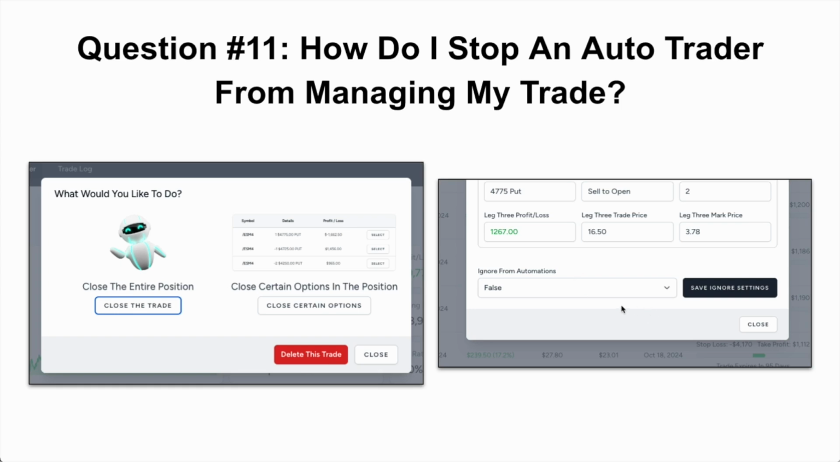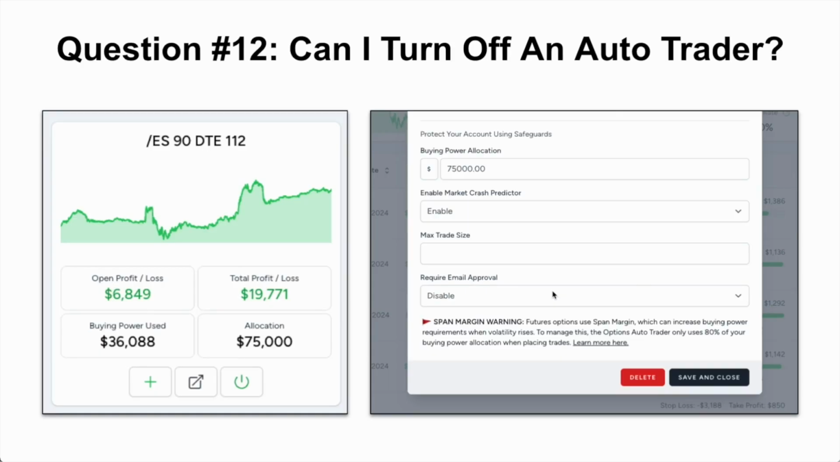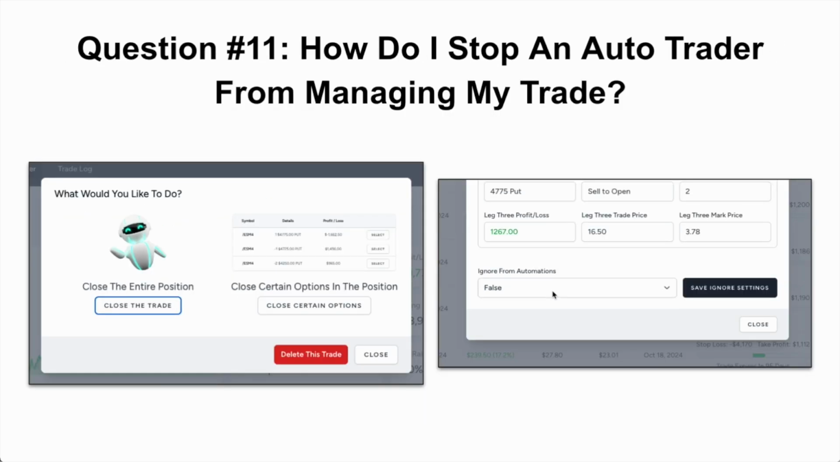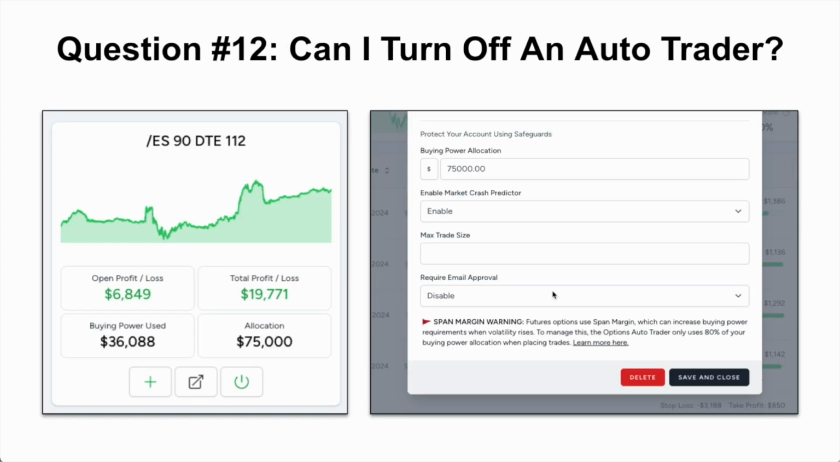Or you can actually go into the trade details and ignore it from automations, where we have the trade and we're tracking your performance and progress, but we will not manage anything or any of it for you. So you just change this to true, and you can ignore the automations so that trade is just sitting there for you to see the performance, but we won't do stop losses or anything like that on it. So yeah. Remember, guys, this is the options auto trader. This is a rules-based system. You have full control of everything you want to do at any time.